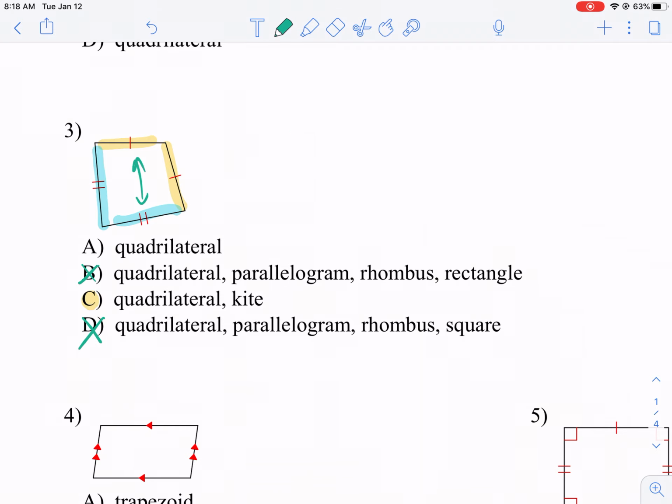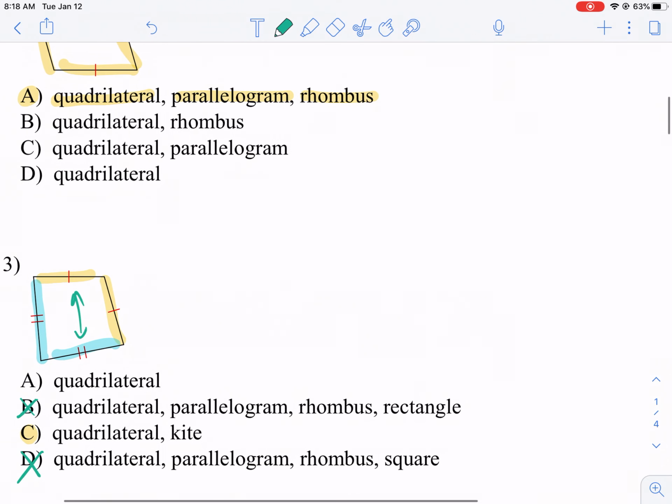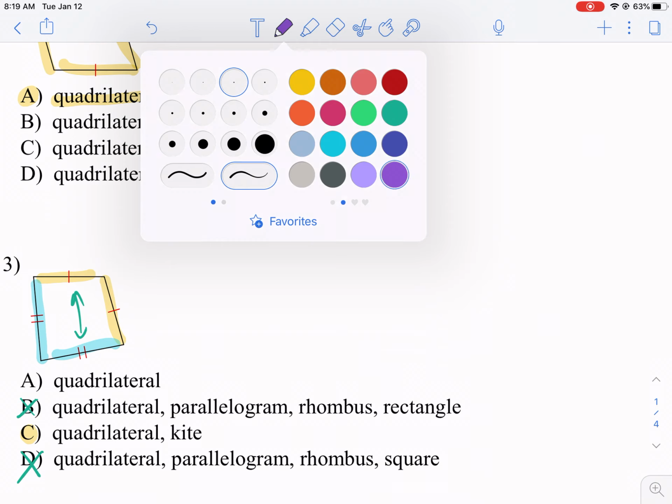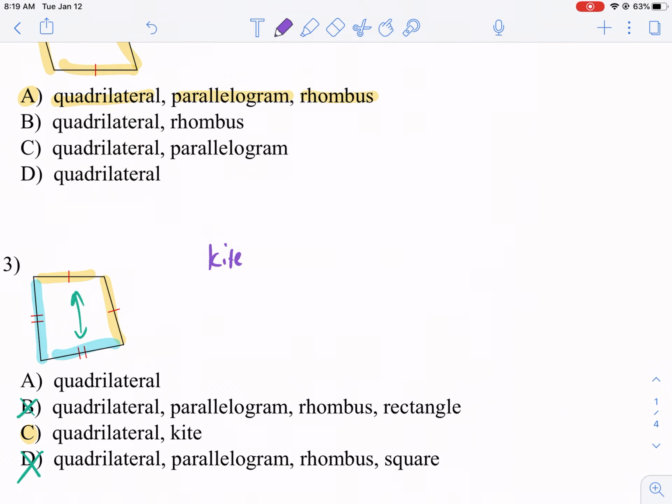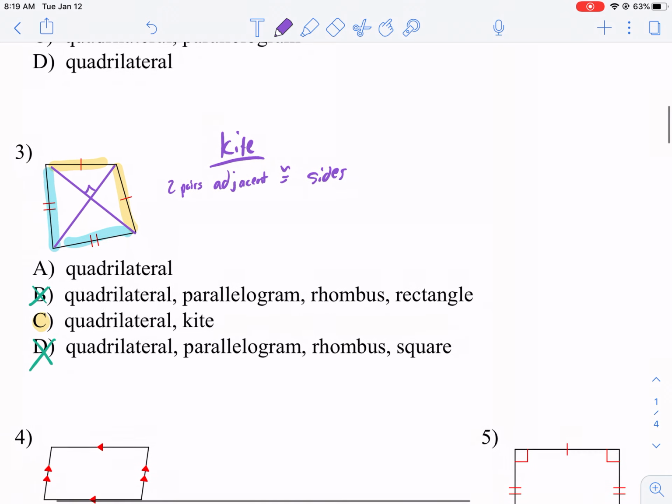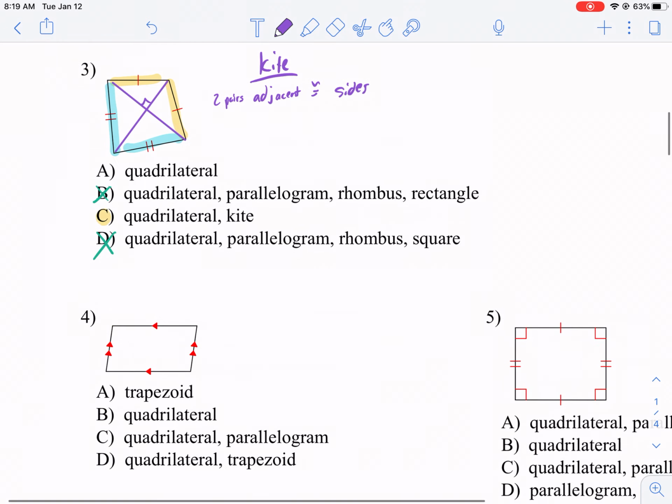A kite has, let me change the color. What color have I not used yet? Purple? All right. A kite has two pairs of adjacent congruent sides, which is this. It also has another special property for kites, which we'll learn about, or you may have learned about it already, not my class, that the diagonals are perpendicular. So this one is a kite.